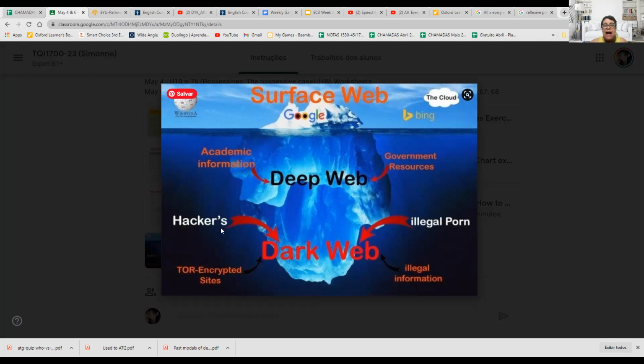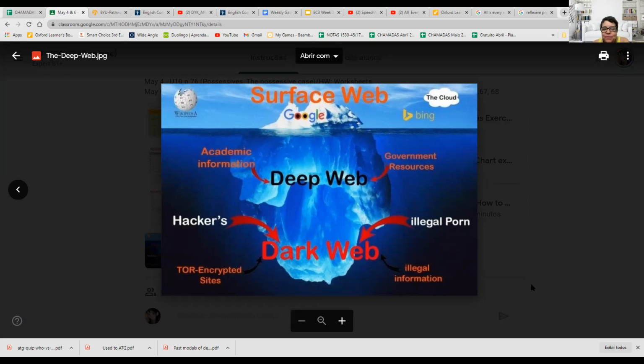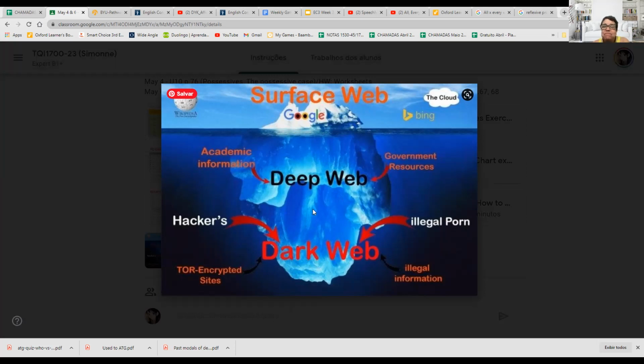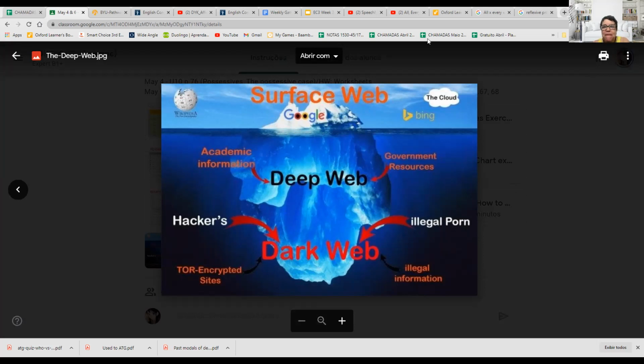The dark web is where hackers navigate. In this dark web, you can find Tor encrypted sites, illegal information, and even illegal porn. Porn stands for pornography. So everything illegal stays here. And look at the size of these two here, deep web and dark web. The web that we navigate is only the surface. Okay, so a lot of information is here and we do not see. Did you know that, Larissa? Yeah, that's quite interesting.